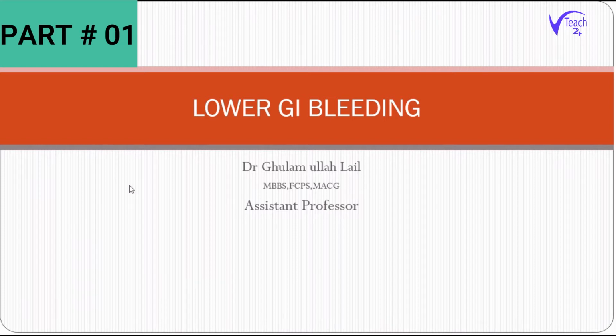So today we are going to discuss lower GI bleeding, in which we will discuss the diagnostic approach towards a patient we have seen and discussed earlier when we discussed the upper GI bleed. So now we will discuss the lower GI bleed, the diagnostic as well as the therapeutic modalities that we will be using in patients with lower GI bleeding.